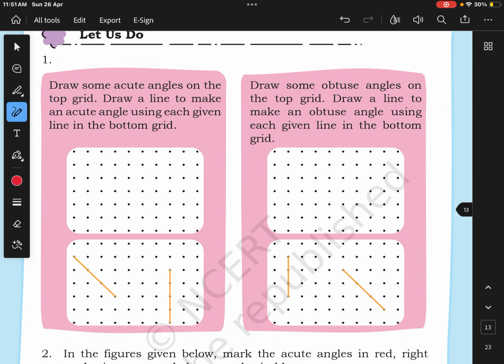Draw some acute angle on the top grid and draw a line to make an acute angle using each given line in the bottom grid. Okay, we can do that.